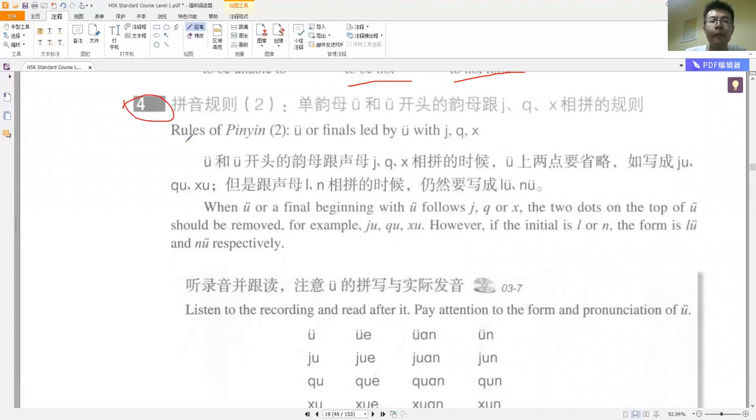Okay, part four: rules of pinyin. The finals are read with yu: ji, qi, xi, ji, qi, xi.